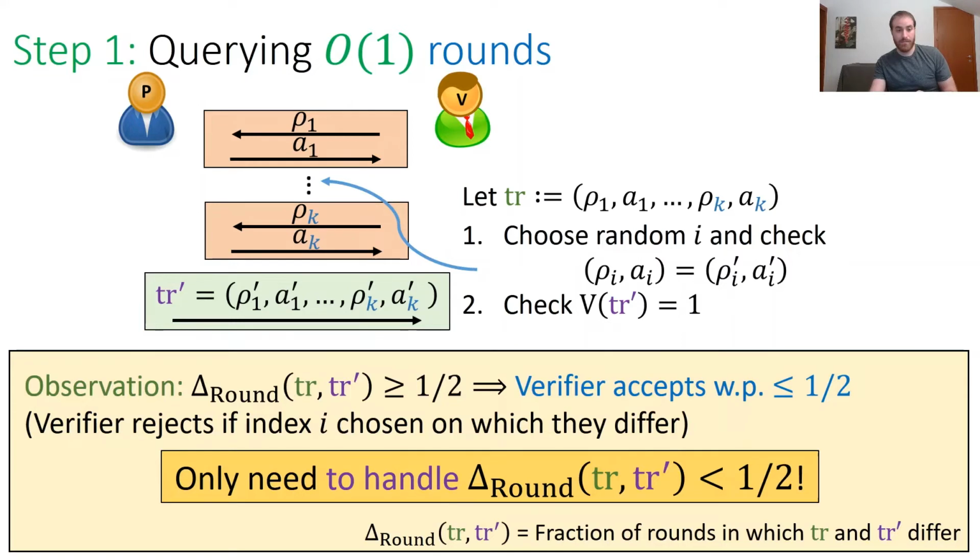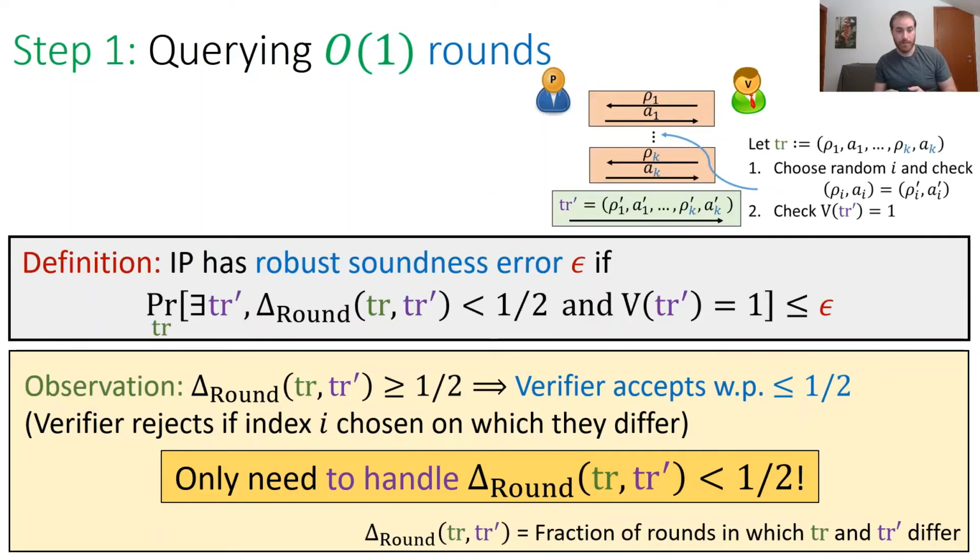And this leads me to the following definition of robust soundness error. An interactive proof has robust soundness error epsilon if the probability that there exists some transcript that is close to the real transcript and is accepting is at most epsilon. And I claim that this is enough to solve all our problems.